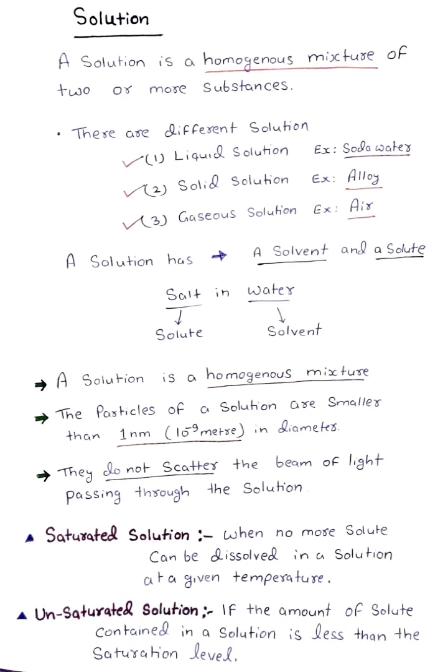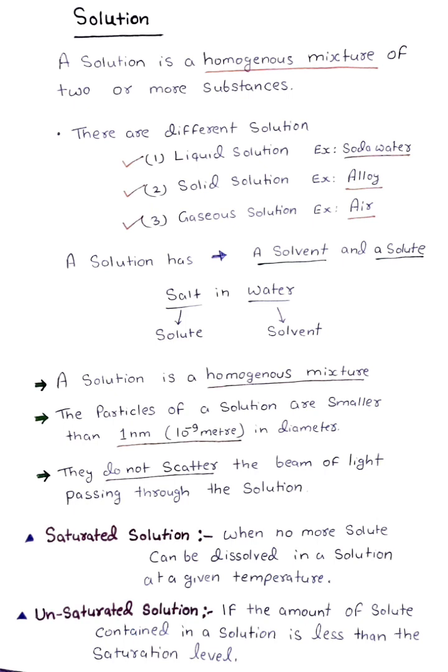There are two types of components in a solution: a solvent and a solute. If you see the example of salt in water, water is in higher quantity. In comparison to water, salt is in lesser quantity. So salt will be the solute and water will be the solvent.